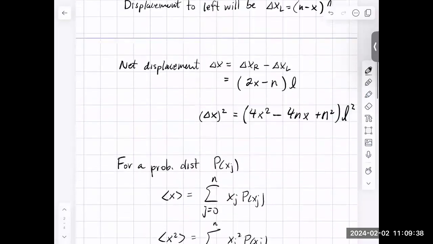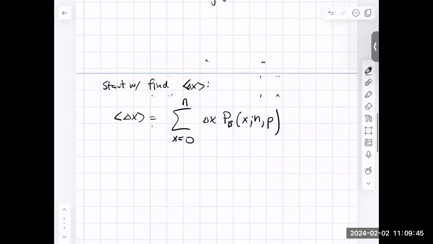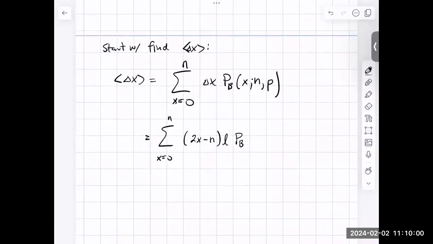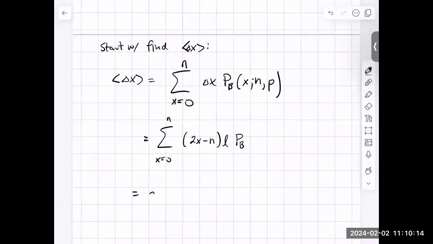Okay, and then we just have to do this calculation. Delta x, let's just remind ourselves what delta x was. 2x minus n times L. So we're going to just put that in there. This would be the sum of x equals 0 to n. Delta x is 2x minus n times L. Then we have our probability distribution. And so this is actually going to be pretty easy because we already know a few things about binomial distributions. So I'm going to rearrange how I write this. This could likewise be written as 2L times x. 2L are constants, they can come outside the sum. So we have 2L, the sum of x equals 0 to n of x times this probability distribution.